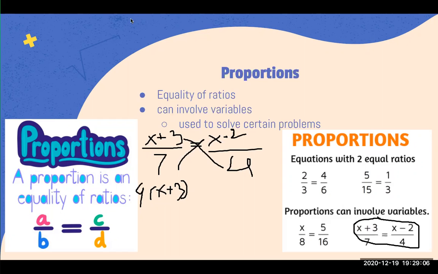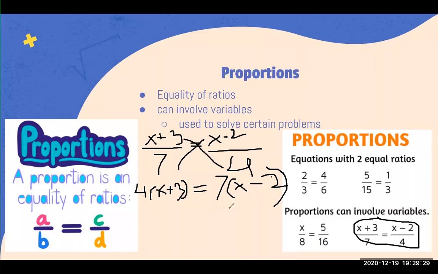Okay, that does not look like a 4. It looks more like a 9. Okay, so here's a 4. So 4 goes over here. You have 4 times x plus 3 equals 7 times x minus 2.